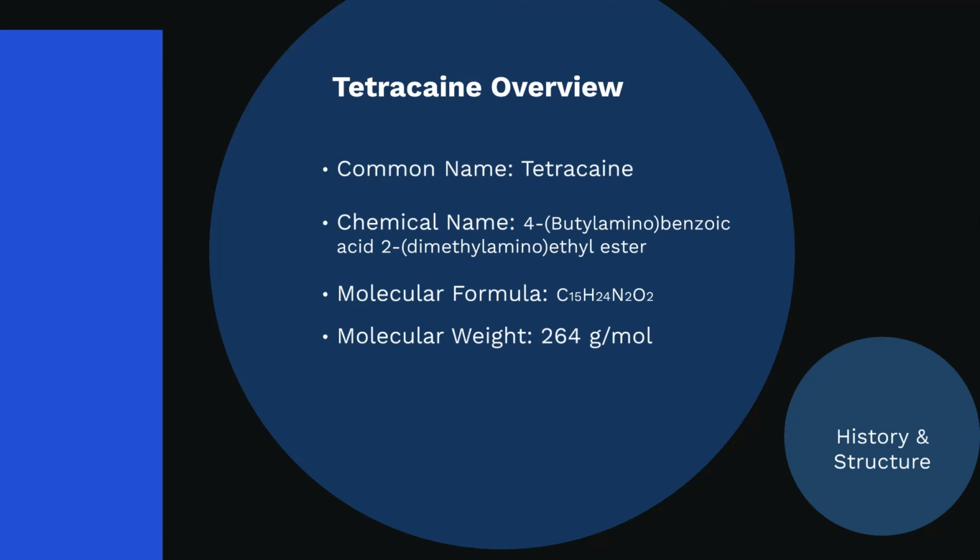So for the general overview of tetracaine, its chemical name is 4-butylaminobenzoic acid, 2-dimethylaminoethyl ester. Its molecular formula is C15H24N2O2, and its molecular weight is 264 grams per mole.